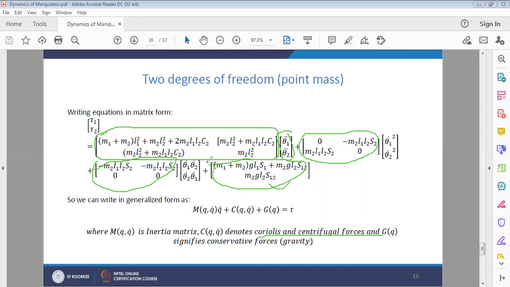So in general, we write this matrix form of the equation in short form like this. M, the inertia mass matrix, is a function of Q. The elements of this matrix are functions of Q, multiplied by the acceleration Q double dot, and C is a function of Q and Q dot, plus G, the gravitational force, a function of Q, is equal to tau. So this is the equation.